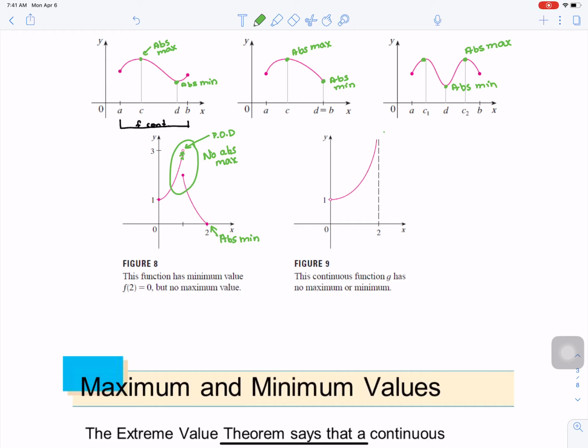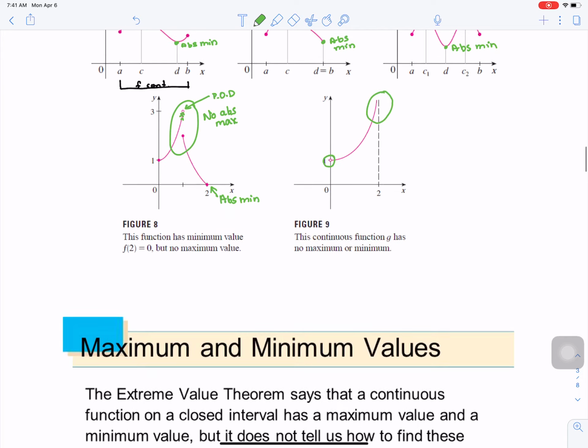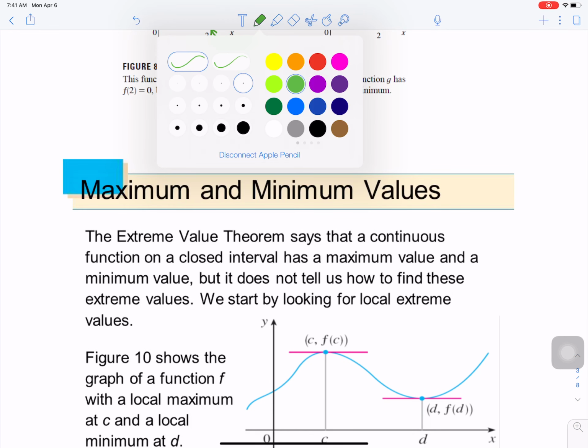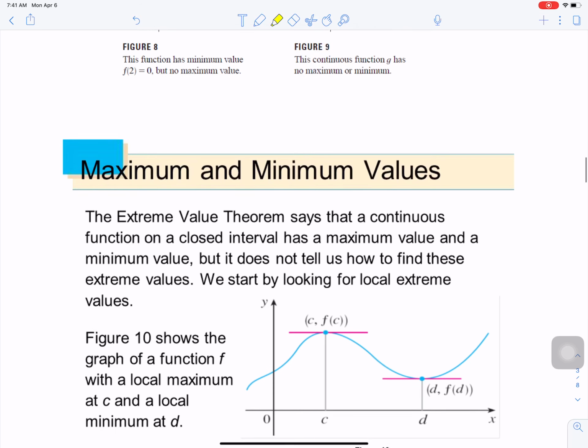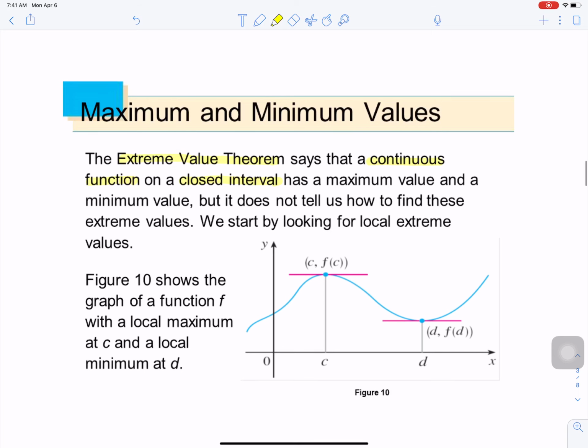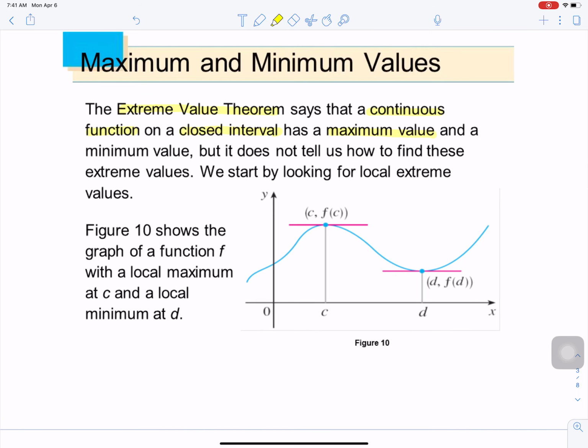In this example, you can see that this function is going off to infinity. And there's even a POD here. There doesn't have to be a guaranteed max or min. This function has no max nor min. Now basically, like we described before, the extreme value theorem says that we have to have a continuous function on a closed interval. It will for sure have a max and a min, but it does not tell us how to actually find these maxes and mins.